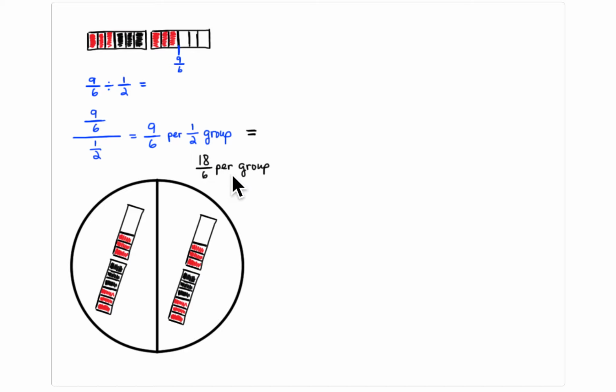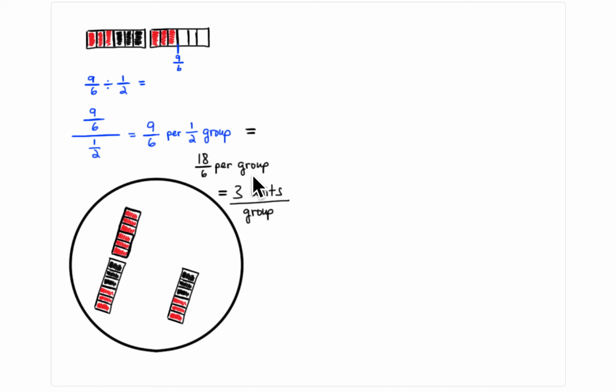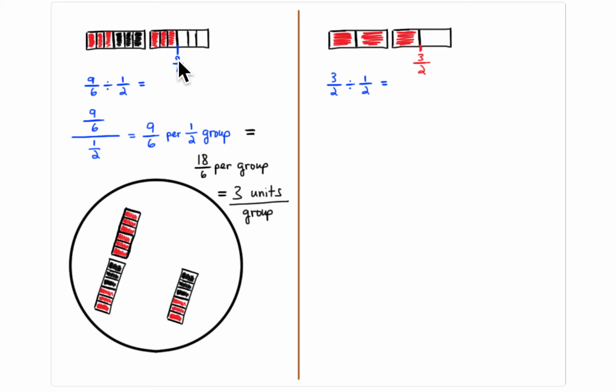So 18/6 per group. And how many whole units is that? That's 3 units per group. 18 divided by 6 is 3. So I get that answer of 3, but now it means something different. It means 3 whole units, whereas before it meant 3 halves that I was measuring out. So different ways to look at it. That's why it's important to do these problems in context or within a story, so you see what's going on.